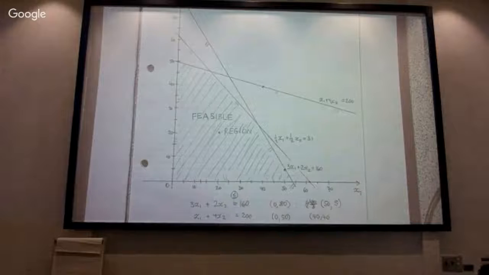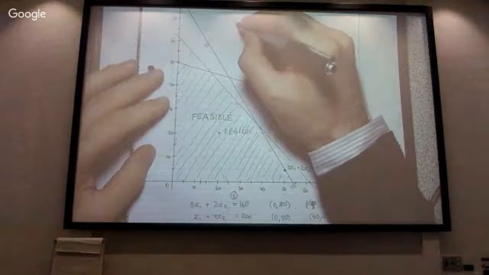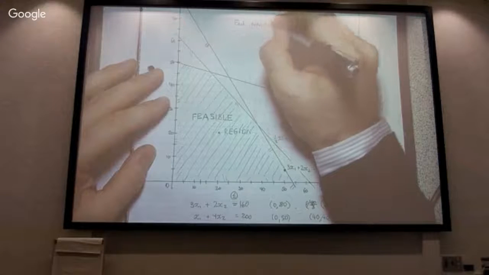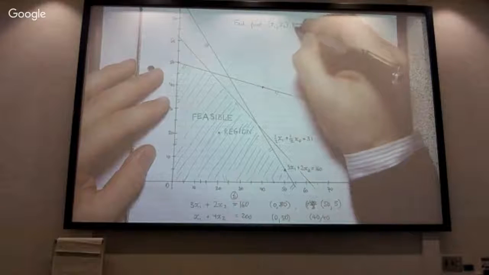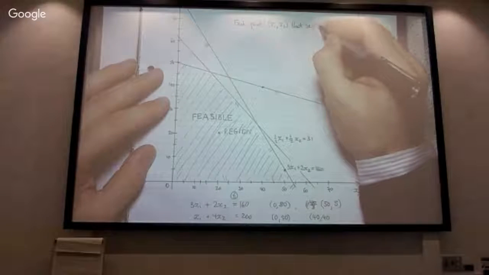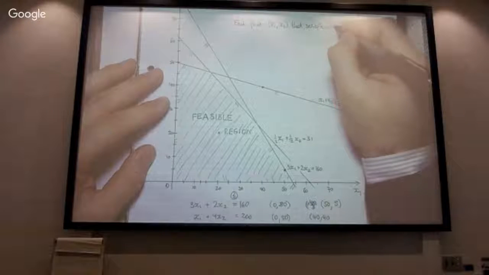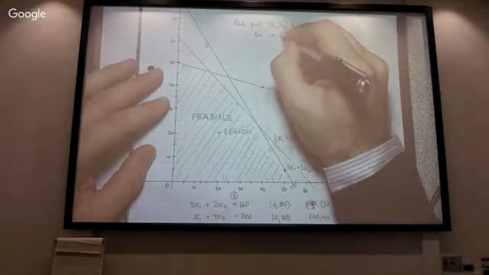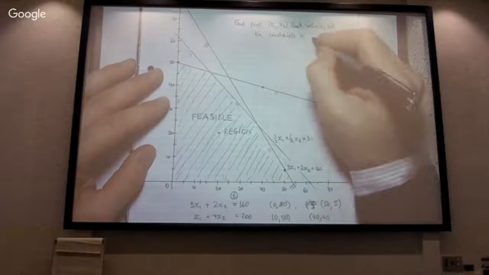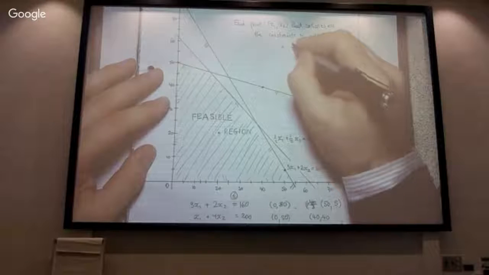Okay, so the feasible region is the set of all points, well, in the plane in this case, where there are two decision variables, which satisfy all the constraints. And each of them is called a feasible solution. That's the terminology. So I should be writing it somewhere. Right? So, each point x1, x2, that satisfies all the constraints is called a feasible solution.